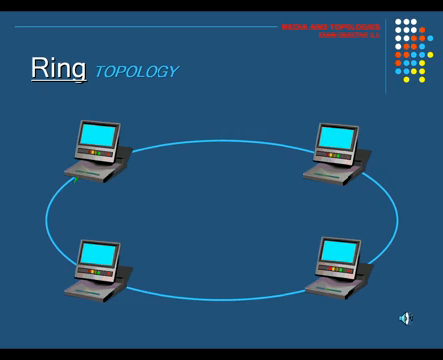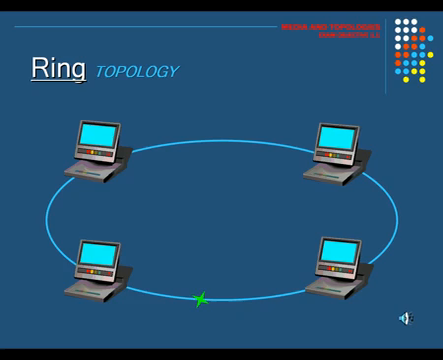This is called the ring topology. A ring topology is a type of network configuration where each computer is connected to each other in the shape of a closed loop or ring. So every computer on this network has exactly two neighbors for communication purposes. Each data packet is sent around the ring until it reaches its final destination.